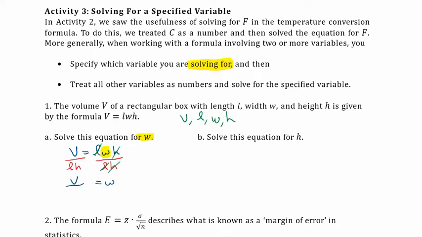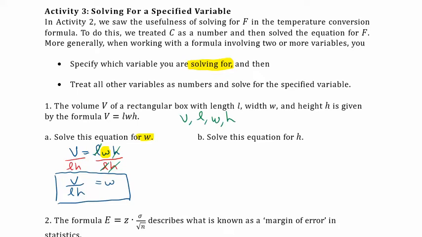So we end up with the statement that V divided by length times height equals width. The volume divided by the product of the length and the height equals the width. And that is another formula that would also be valid and work for volume of a rectangular box.